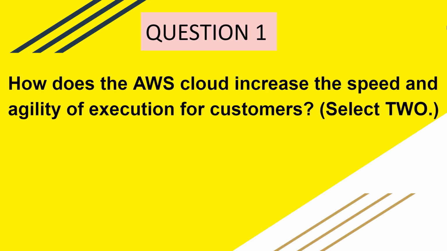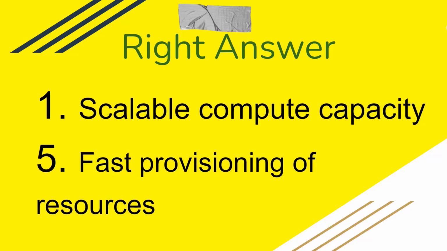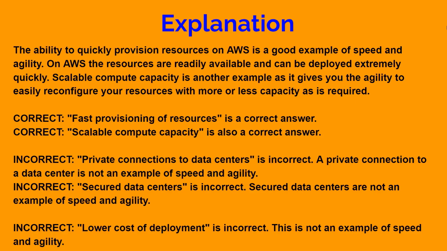Question 1. How does the AWS Cloud increase the speed and agility of execution for customers? Select 2. Option 1. Scalable compute capacity. 2. Lower cost of deployment. 3. Private connections to data centers. 4. Secured data centers. 5. Fast provisioning of resources. Right answer. 1. Scalable compute capacity. 5. Fast provisioning of resources.